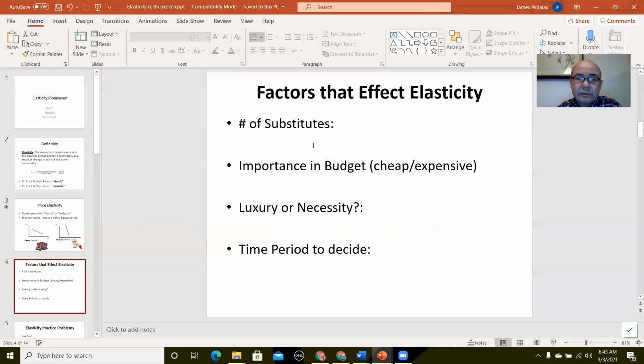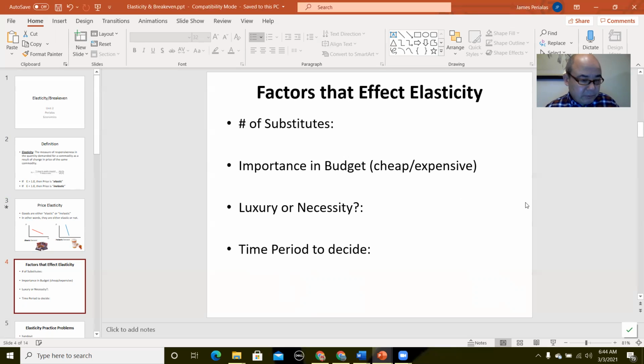So in addition to what you have in your notes, I want you to write basically an E and an I here, elastic, inelastic. And then under importance and budget, cheap versus expensive, E, elastic, inelastic. Luxury and necessity, elastic or inelastic. And then time period to decide, elastic or inelastic. And so these are non-mathematic factors, non-mathematic characteristics that we're going to look at so that we can figure out whether a good is elastic or inelastic.